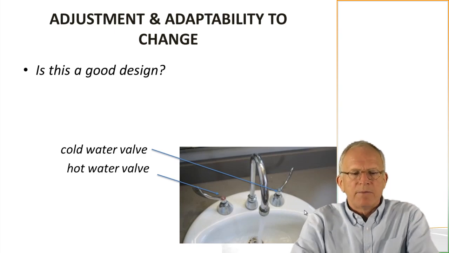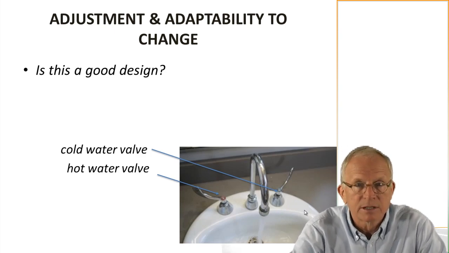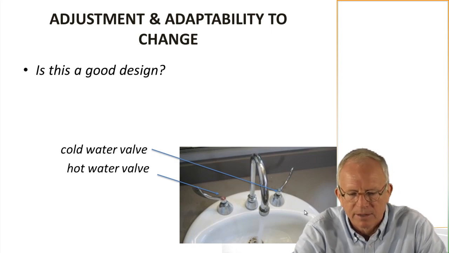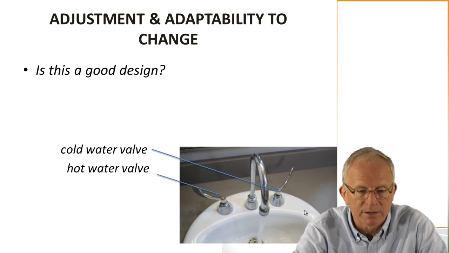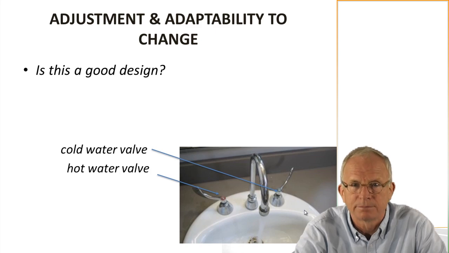So the question in the previous video: is this a good design? All right, well, let's apply it here. Here we have a sink and faucets, a hot water valve and a cold water valve, so a place to wash your hands. Is this a good design? How can we tell?